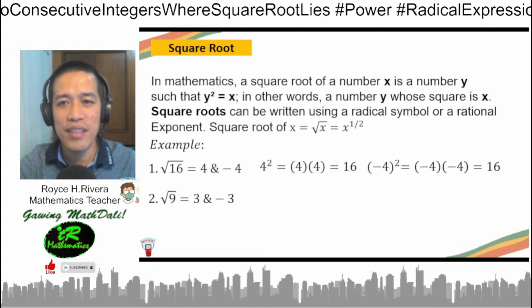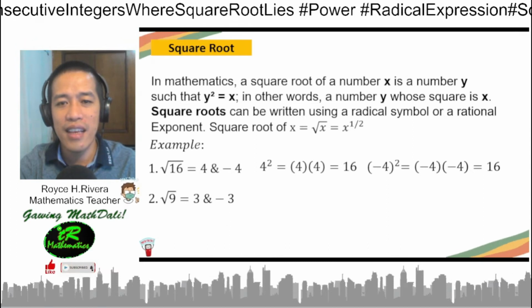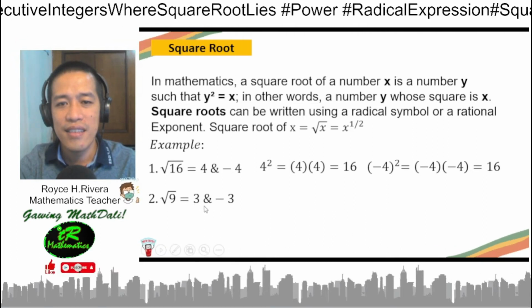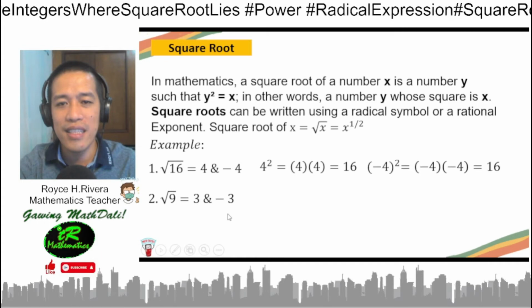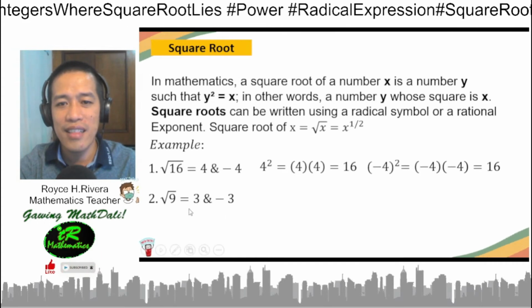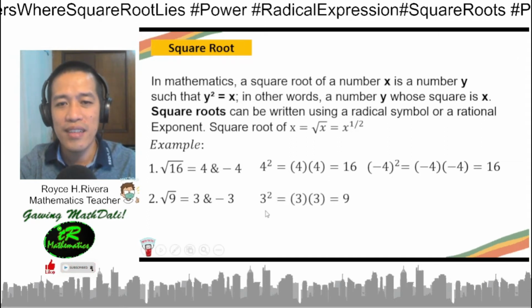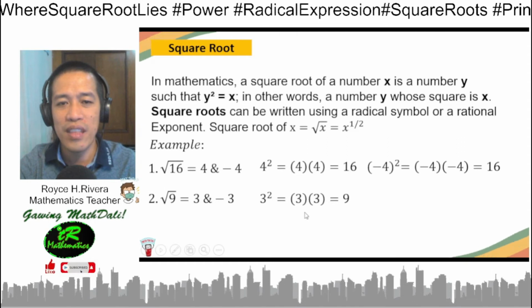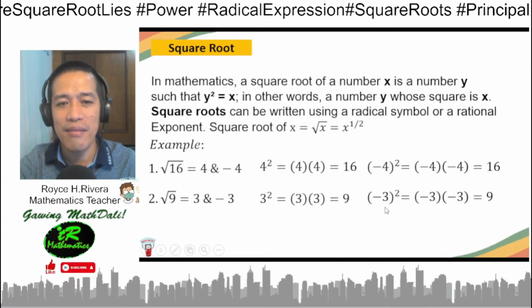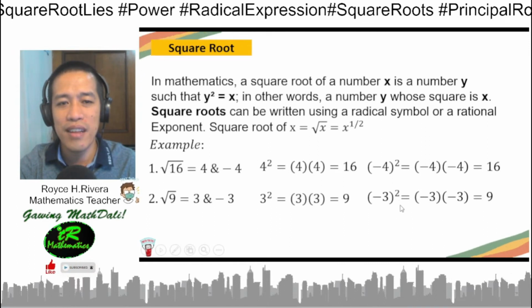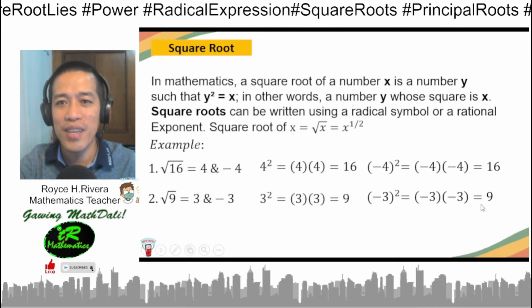Example number 2, the square root of 9. And the roots are 3 and -3. We need to multiply 3 and -3 by itself twice to get the radicand 9. 3 squared or 3 raised to 2 is equal to 3 times 3, which is 9. And the quantity -3 raised to 2 or -3 squared is -3 times -3, which is also equal to 9.